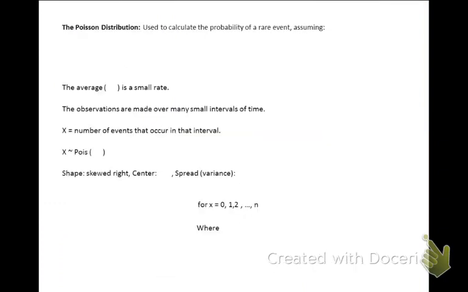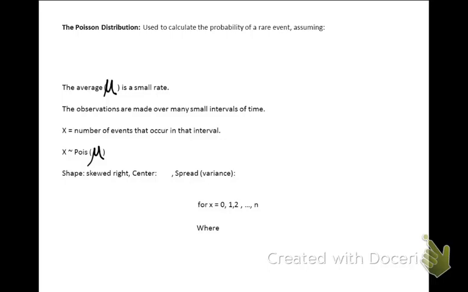The Poisson distribution is used to calculate the probability of a rare event. Of course, you want to assume that the average is a small rate. The average will be indicated by mu. You also assume that the observations are made over many small intervals of time. And x would be the number of events that occur within that interval. If these conditions are satisfied, then we can say that x has a Poisson distribution with parameter mu.